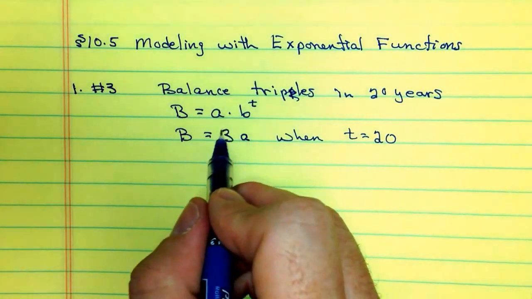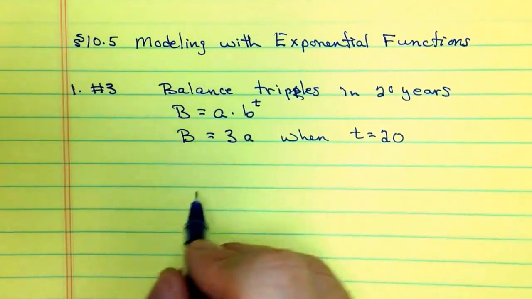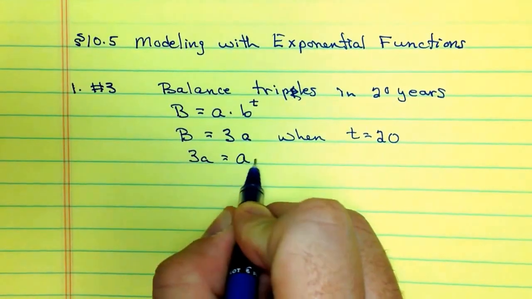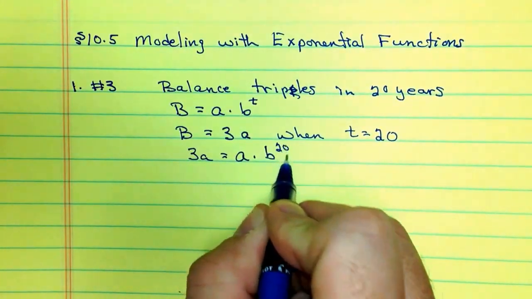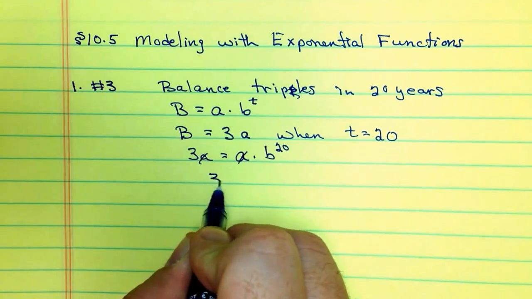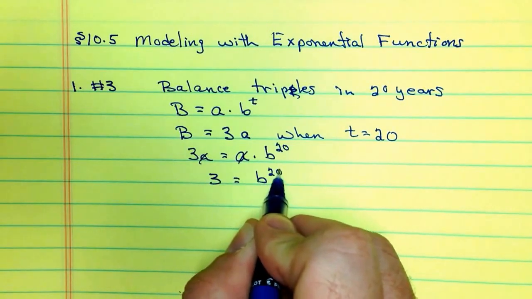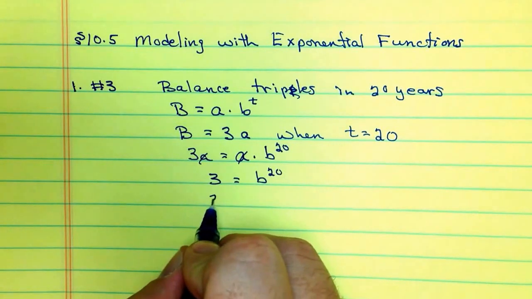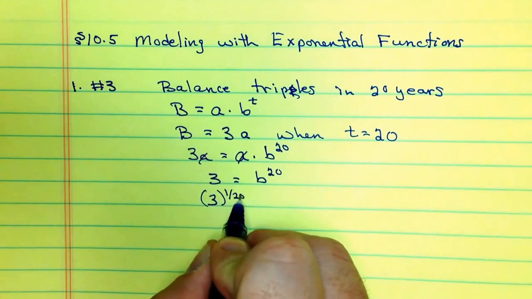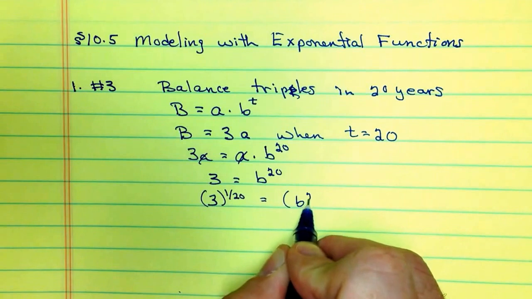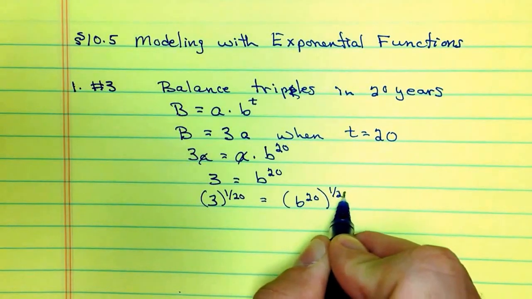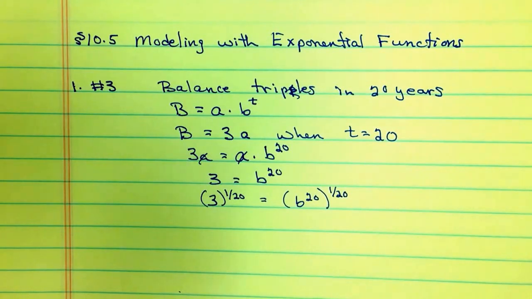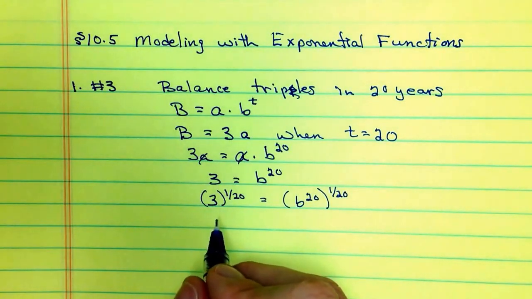So what we can do is substitute 3a for B and plug 20 in for t, so we get 3a equals a times b to the 20. The a's cancel. 3 equals b to the 20th. Then to undo this exponent, we raise everything to the 1 over 20 power. So 3 raised to the 1 over 20 equals b to the 20th to the 1 over 20. These exponents multiply to give an exponent of 1.